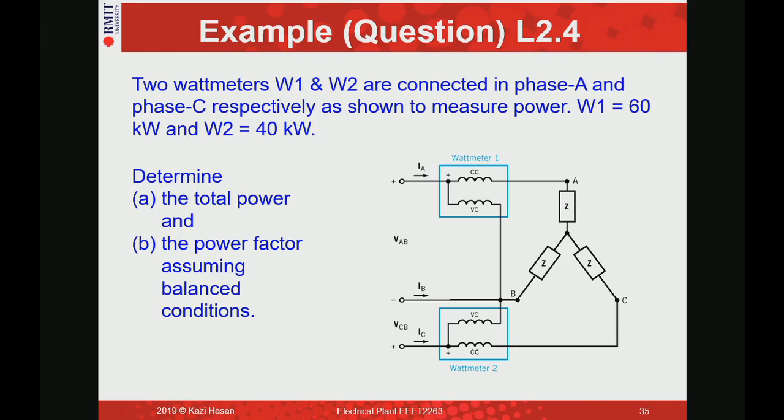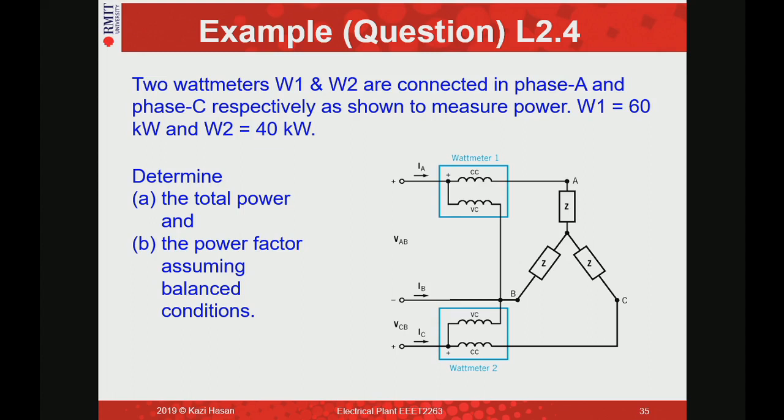Now let's solve this. 2 wattmeters W1 and W2 are connected, and W1 reads 60 kilowatt, and W2 measures 40 kilowatt. What is the total power consumed in this circuit? 100 kilowatt. That's easy, because whatever the 2 wattmeters measure, we just add them together. And the power factor, that is the formula we have seen, how to calculate the power factor.